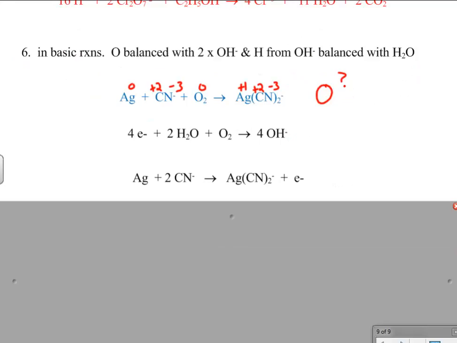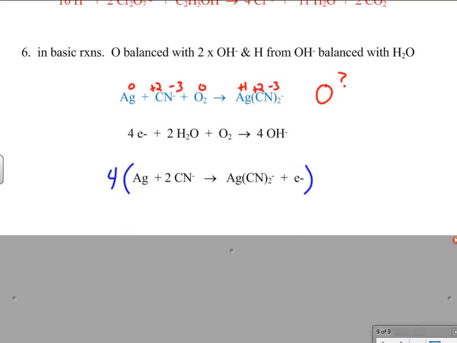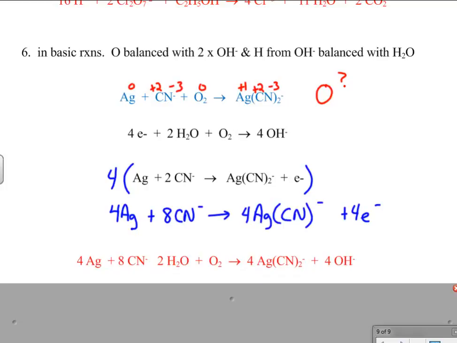For the second half reaction, I'm going to balance the silver, and I'm going to have both the silver and the cyanide ion on the left because I need them both together on the right. So all I need to do really is add 2 in front of the cyanide, and I get that balanced. I have to multiply the whole half reaction by 4 so that I get the same number of electrons in each half reaction. Now if I add them together, I get 4 silvers plus 8 cyanide ions plus 2 waters plus oxygen gives me 4 silver cyanide ions and 4 hydroxide ions.